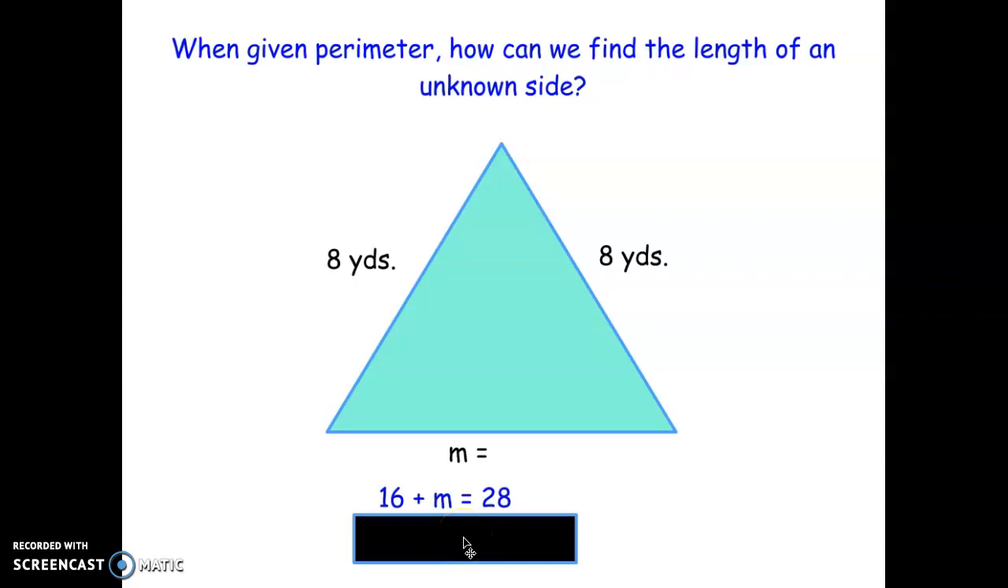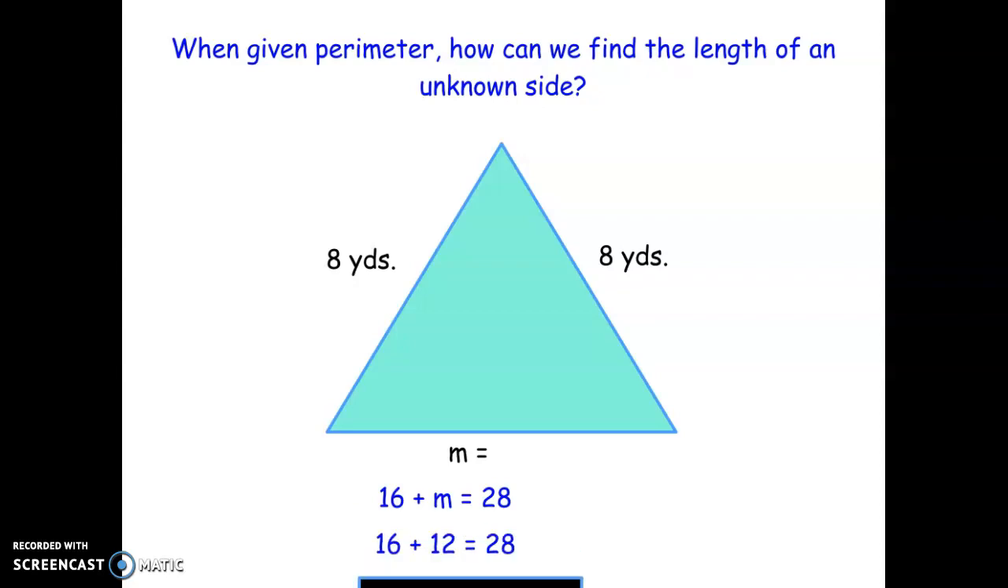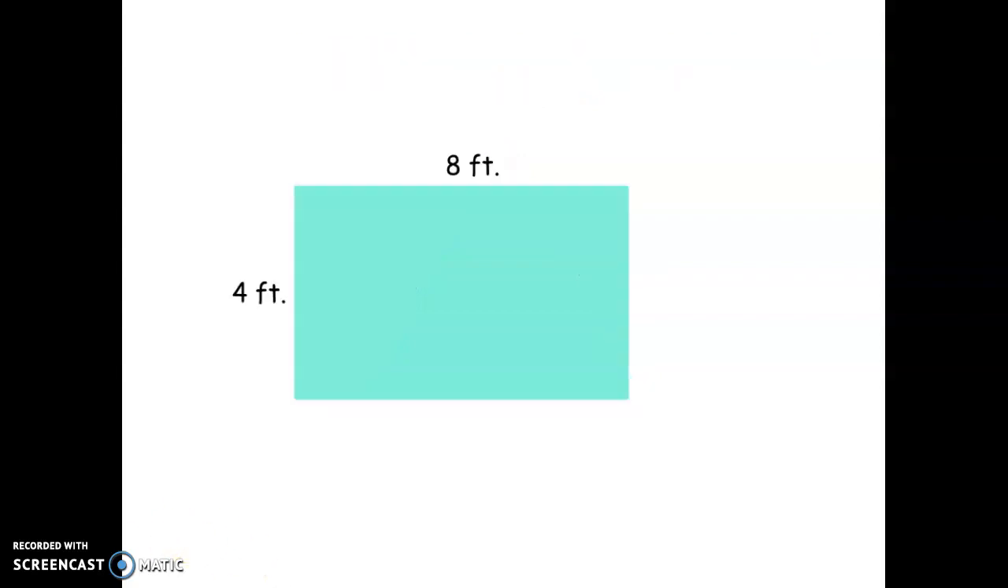Go ahead and take a moment, pause the video to count on to see what m equals. If you counted on correctly, you should know that m is equal to 12 because 16 plus 12 is 28. How did you do, mathematicians? Awesome. Let's continue on. Here's another example.